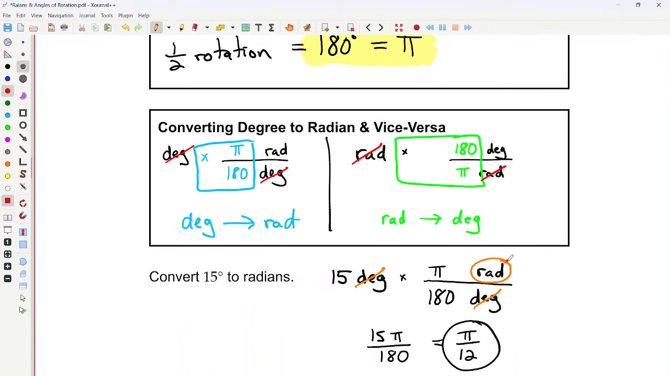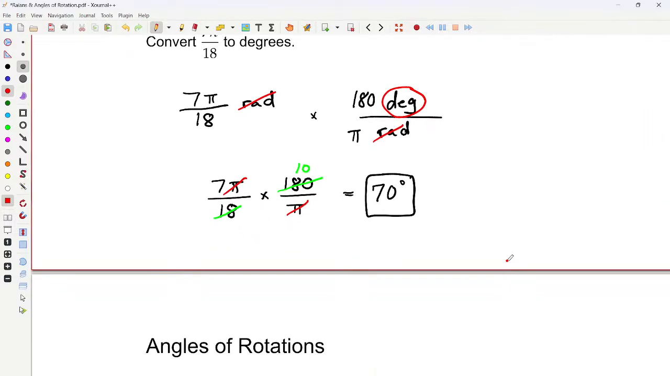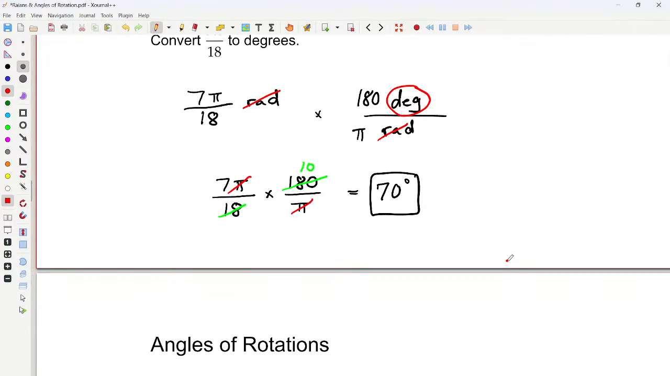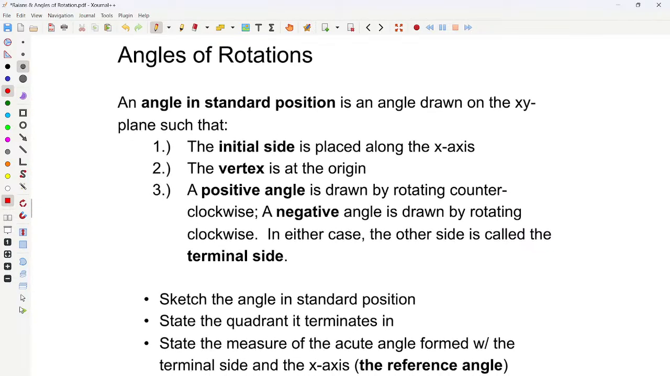How to convert? Not really that hard. And we're done with radians. Onwards we go. Angles of rotation. Give you a minute to write this down before I talk at you.